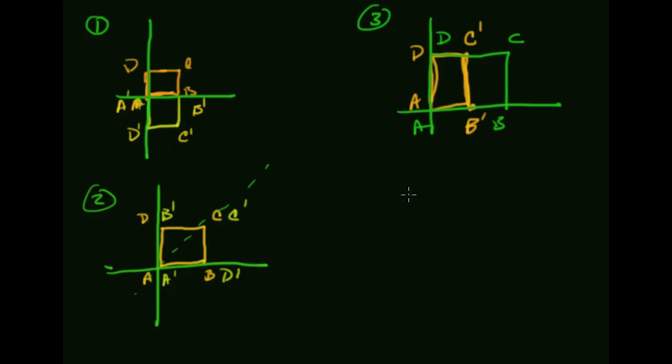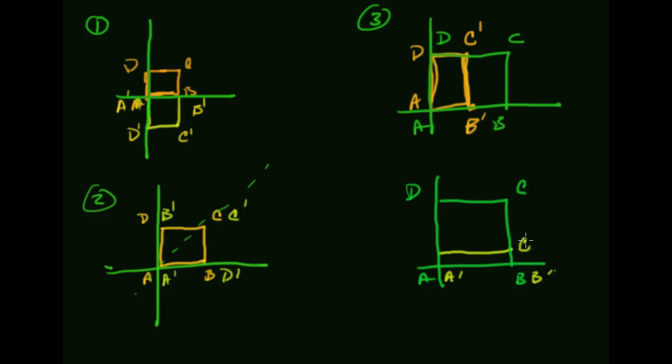Let's look at number 4. 4 is also doing a contraction, so I want to start with my square being big. There's A, B, C, and D, and now my contraction is going to be 1/4 of the y. So the A stays here. This is A prime, B prime, C prime, and D prime. So this would be the contraction that's expressed in number 4.